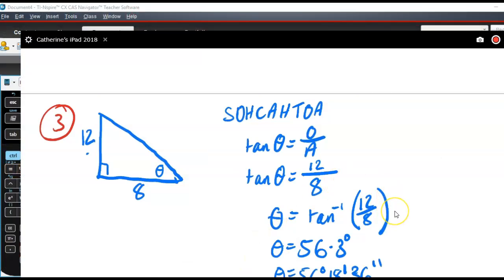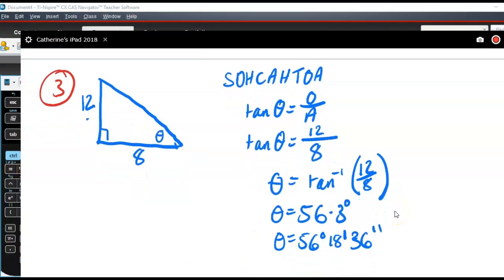Okay. Now, always remember, draw the diagram, put in your knowns and unknowns, and then work it out from there.